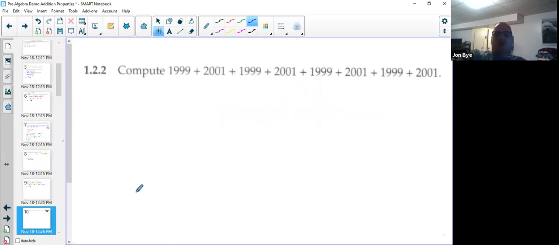Okay. Then let's go on to another problem then. How about this one? Compute 1999 plus 2001 plus 1999 plus 2001. Okay. Go ahead. I want to let people think about it for a second. Some of us will be faster at analyzing the question and going, this is what we should do. We just want to let people think about it.